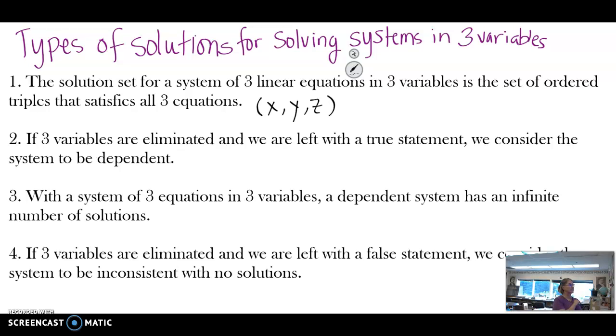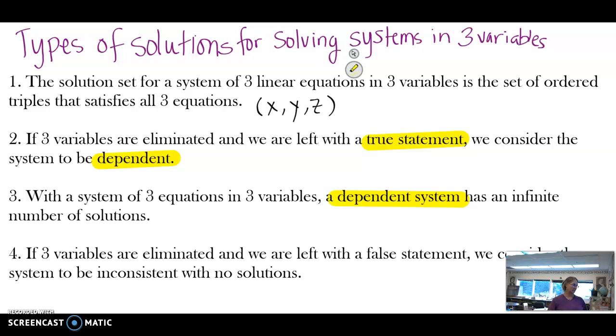In the second scenario, if the variables are eliminated and we are left with a true statement, this is important: all the variables disappear and you end up with something like 0 equals 0. That's a true statement. That system is going to be considered dependent, and you have an infinite number of solutions. So dependent systems have an infinite number of solutions.